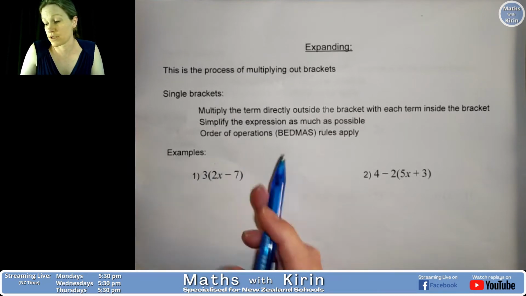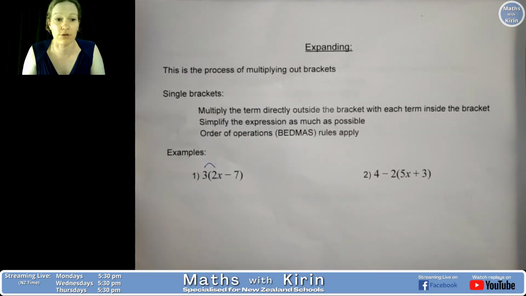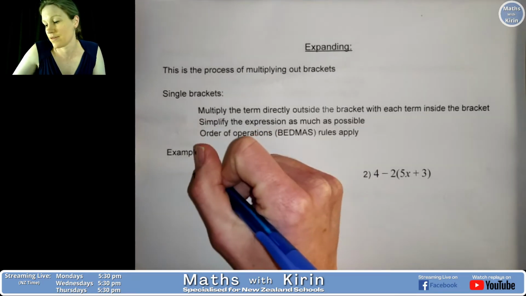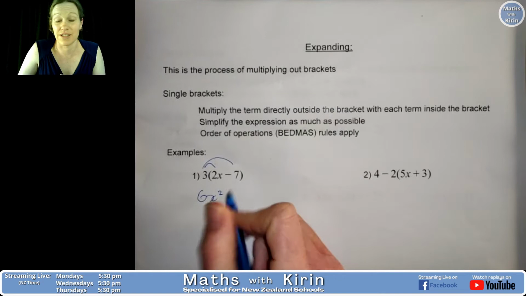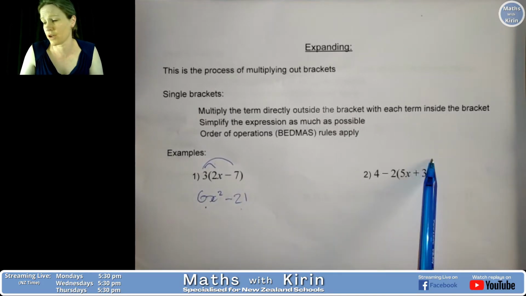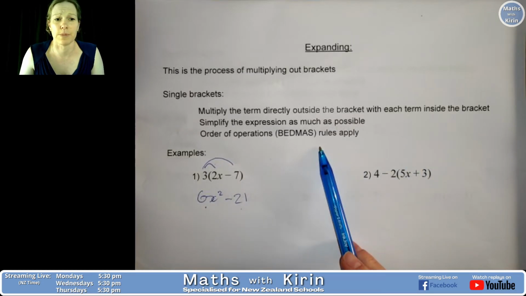For this first example, we've got 3 times 2x, which is 6x squared, and then 3 times negative 7 gives us negative 21. In this case, we've got an x squared term and a number, so we can't simplify any further. That's it.